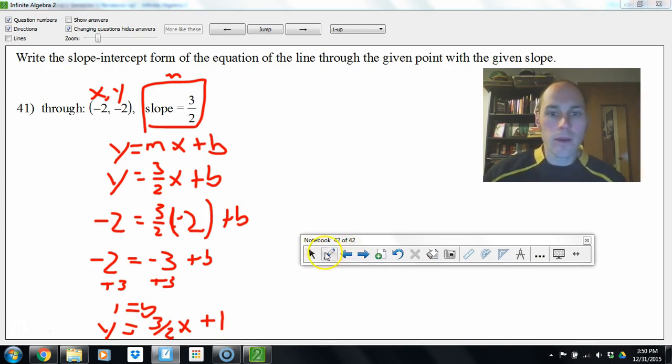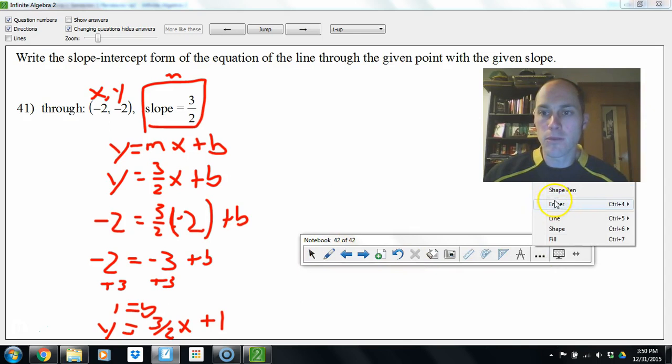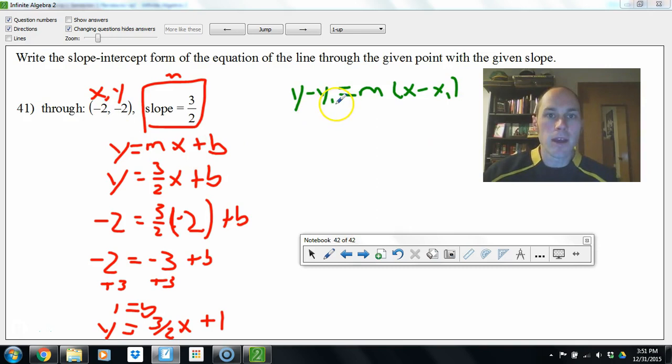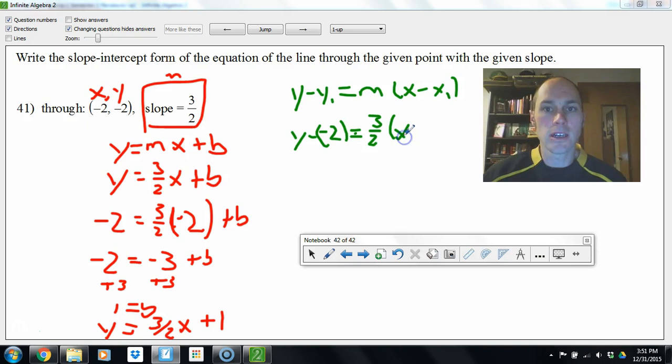Okay, the other way we could do that, I showed you how to use point slope form. So point slope form, y minus y1 equals m times x minus x1. So if you're not given the intercept this way, you can start off with that. So I can take one of my y coordinates, so y minus, in this case the y coordinate is -2, equals m, 3/2. So you can decide which method is easier. x minus x1, my x here is -2.